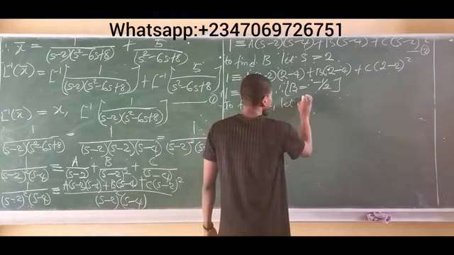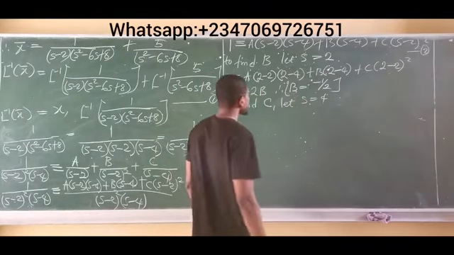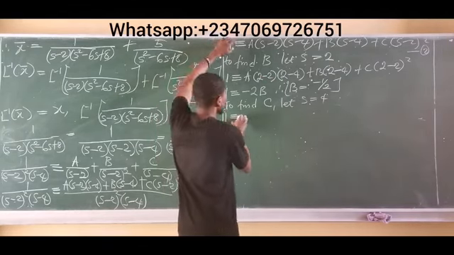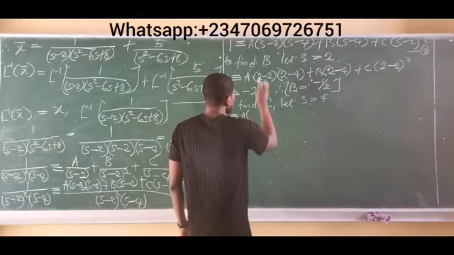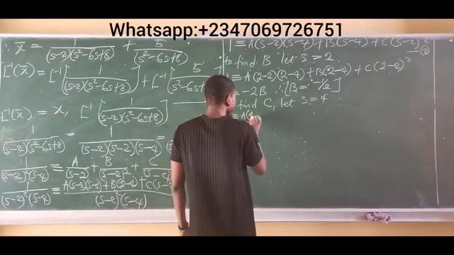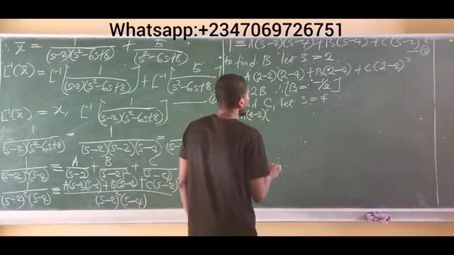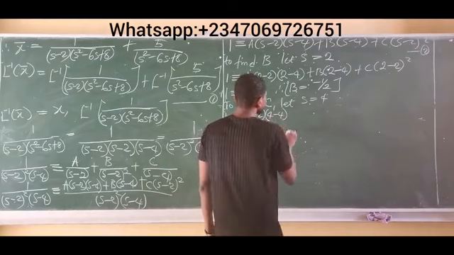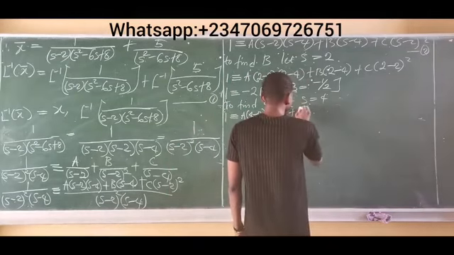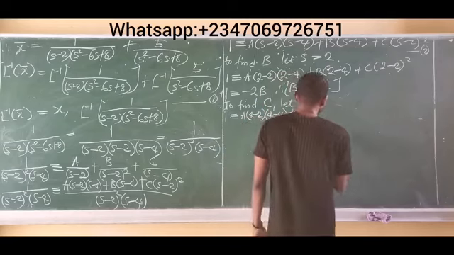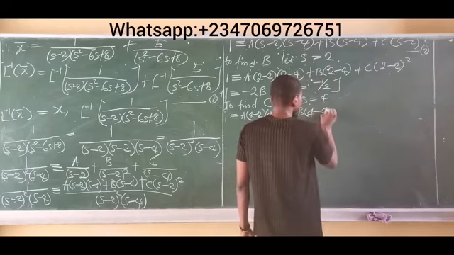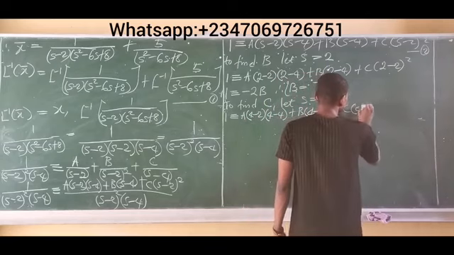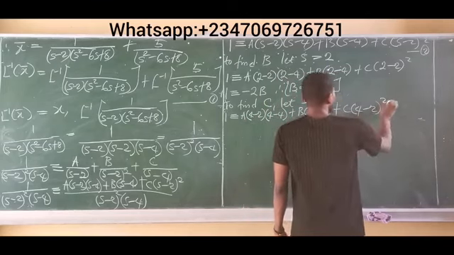Alright, so to find C, simply let x be equal to 4. Therefore, in this equation I have 1 is now equivalent to A into (x minus 2), and x is 4, so 4 minus 2, times (x minus 4), x is 4, so 4 minus 4, plus B into (x minus 4), and x is 4, so 4 minus 4, plus C into (x minus 2), and x is 4, 4 minus 2 all squared.